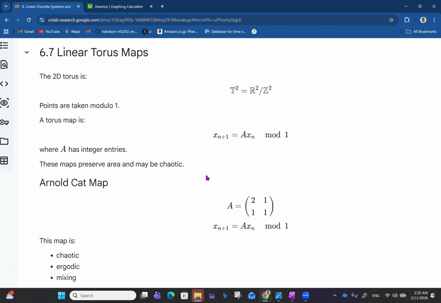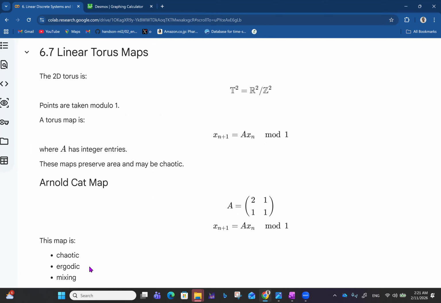Then we can have linear torus maps too. The two-dimensional torus is T squared, which is the two-dimensional real number system with points taken modulo 1. So a torus map is x_{n+1} equals A x_n modulo 1, where A has integer entries. These maps preserve area and may be chaotic. That can give us the Arnold cat map, where A is 2, 1, 1, 1, so that x_{n+1} is A x_n mod 1. This map is chaotic, it is ergodic, and it is also mixing.